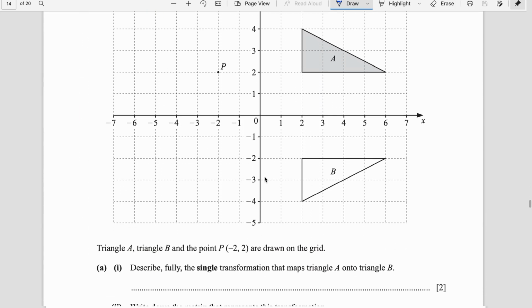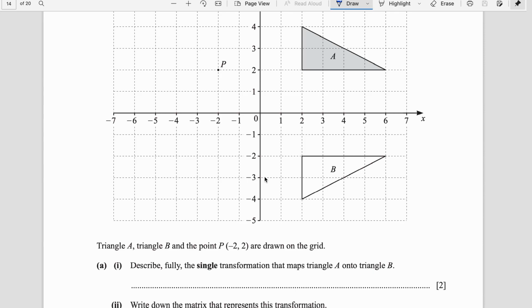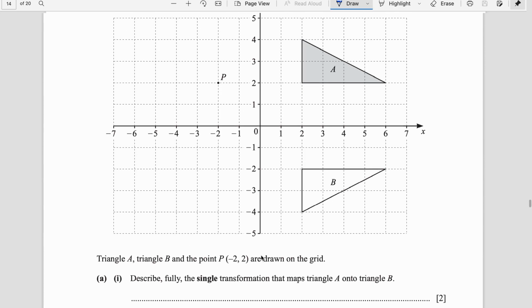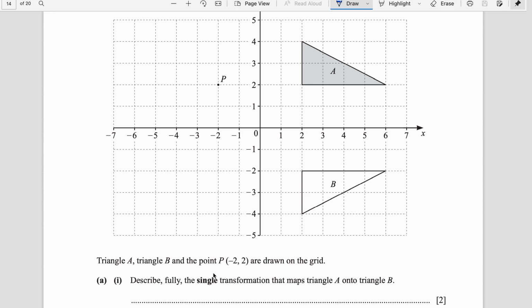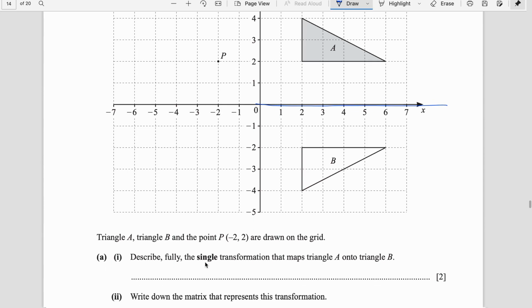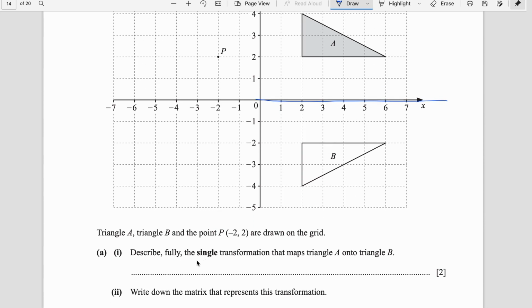Question number 19 from transformation. The triangle A and triangle B and the point P are drawn on the grid. Describe fully the single transformation that maps triangle A onto triangle B. So A to B is basically a reflection, and they are reflected in this line, which is y equals 0.